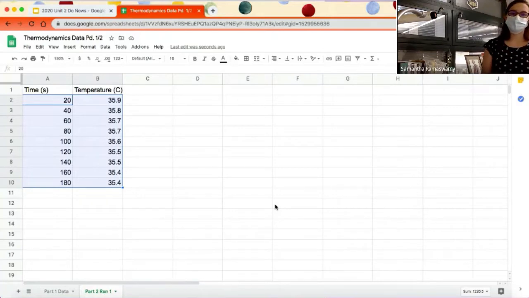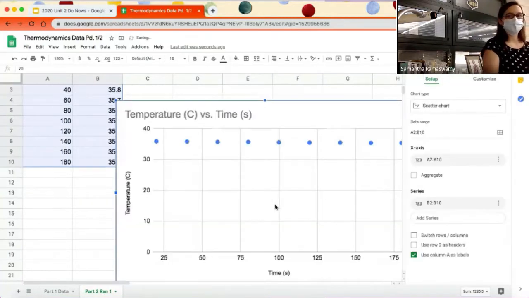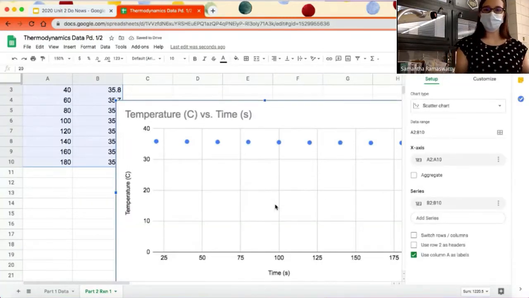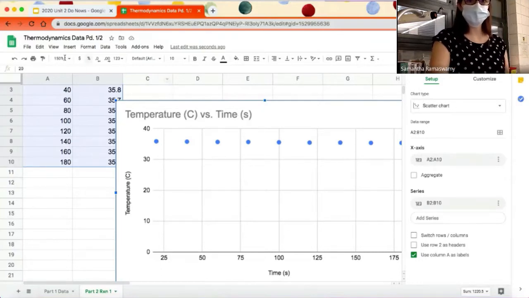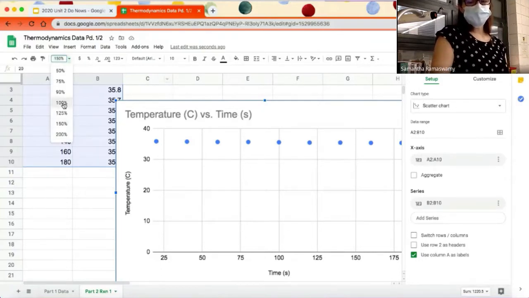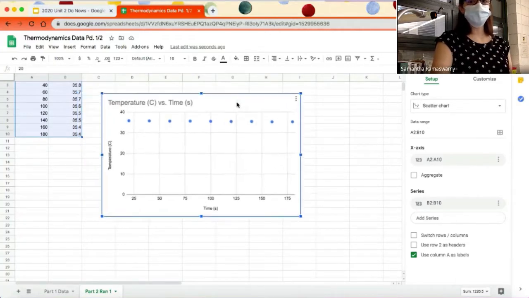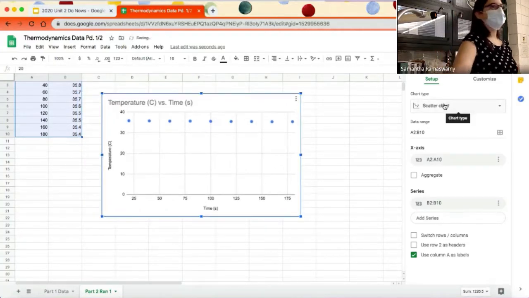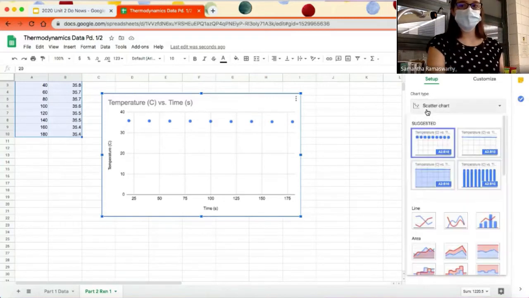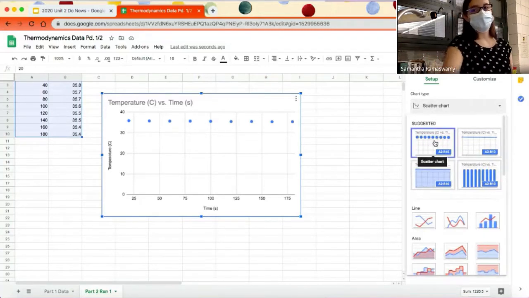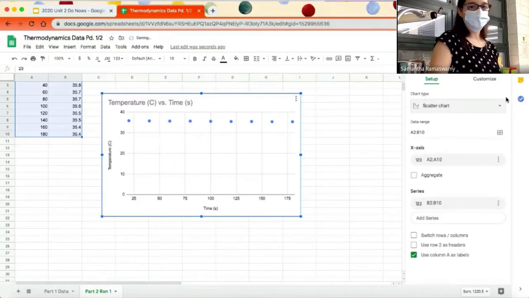Let it think for a second. Oh, good, it created a scatter plot. If for some reason your graph did not create a scatter plot, as soon as you create a chart, the chart editor over on the side pops up. If it doesn't say scatter chart, if it says line chart instead, you can click on the drop-down menu and make sure that scatter is what is selected.